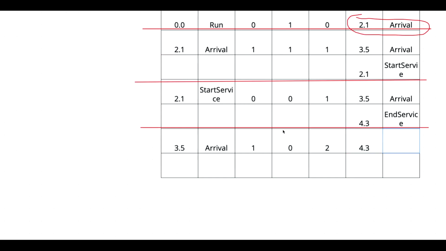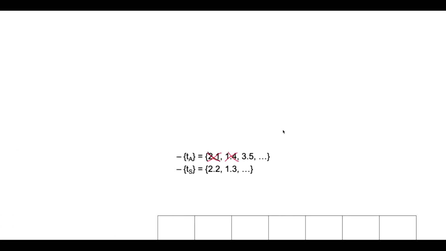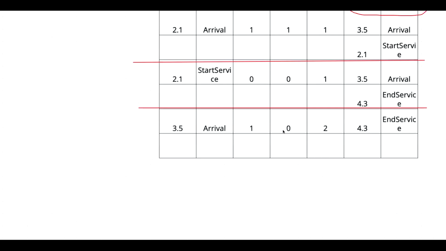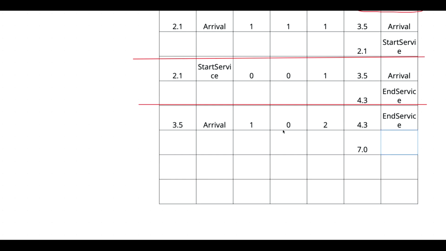But the arrival also, we used this up already. And now we need to schedule the next arrival, which is a delay of 3.5. 3.5 plus 3.5 is 7. So now the next arrival is going to happen at time 7. And now we need to add some of these.